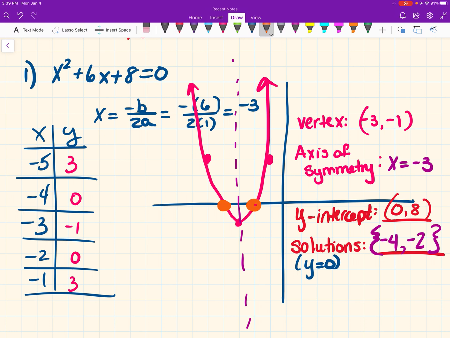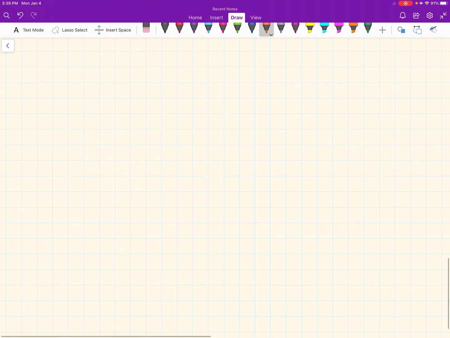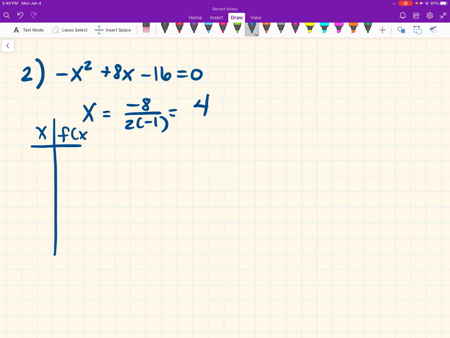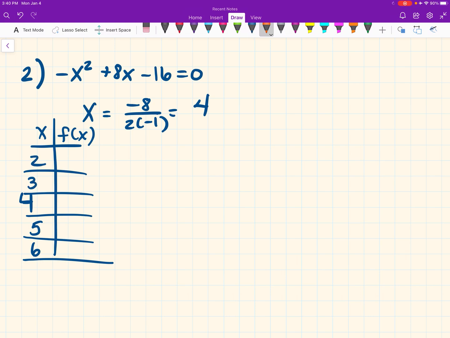Okay, let's do number 2: negative x squared plus 8x minus 16 equals 0. Again, to find the axis to start the problem is negative b over 2a. Be careful of your negatives here. So this gives you positive 4. I put that in the middle of my table. Is it negative 4 or positive 4? Oh, it's positive 4. So positive 4, count up, count down, pick up my calculator, find my table, put in my values.